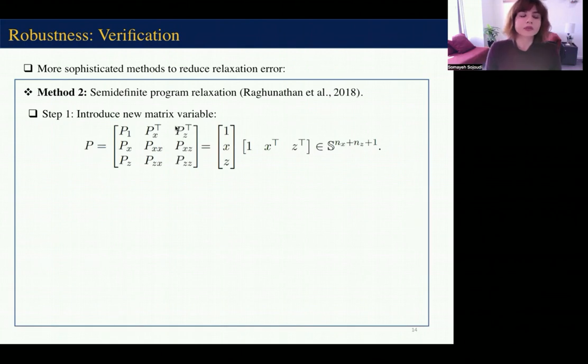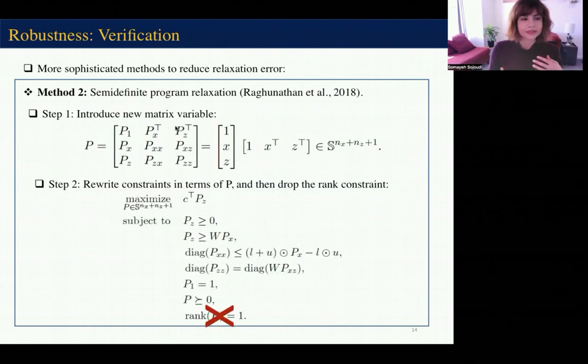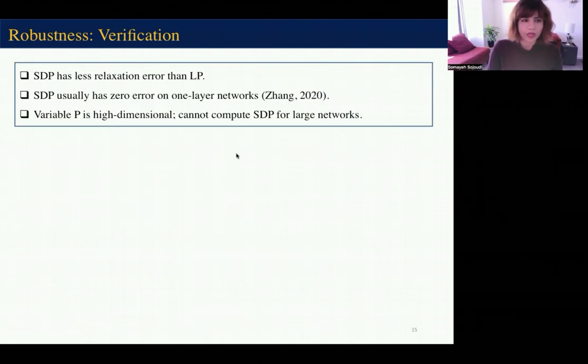An alternative method that can reduce the relaxation error is semi-definite programming, or SDP relaxation. One SDP relaxation is as follows. We first introduce a new matrix variable P, which is in terms of the input vector X and output vector Z, and then rewrite the equations in terms of the variable P. If we drop the rank constraints, that becomes semi-definite programming, or SDP relaxation. SDP has less relaxation error than linear program, and it's been shown to usually have zero error on one-layer networks. But the new variable P is high dimensional, and because of that, we cannot compute SDP for large networks.